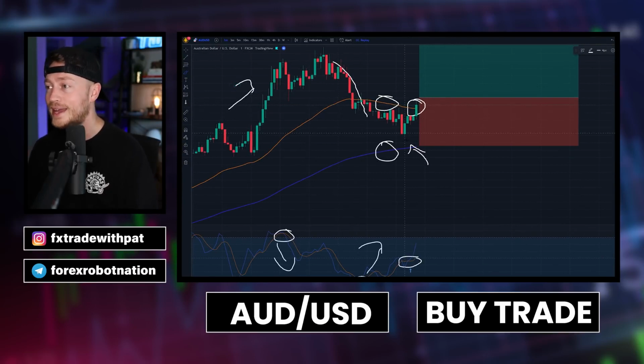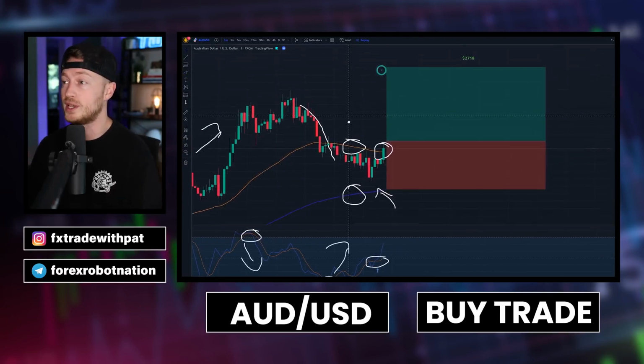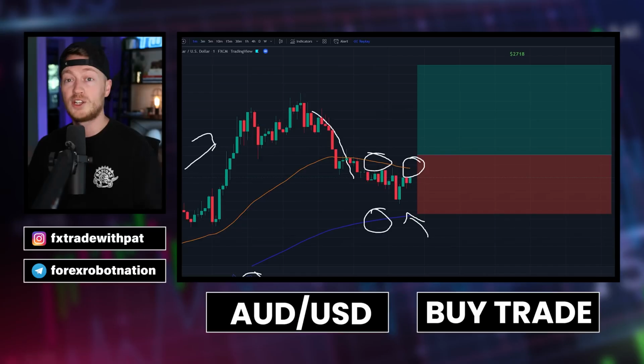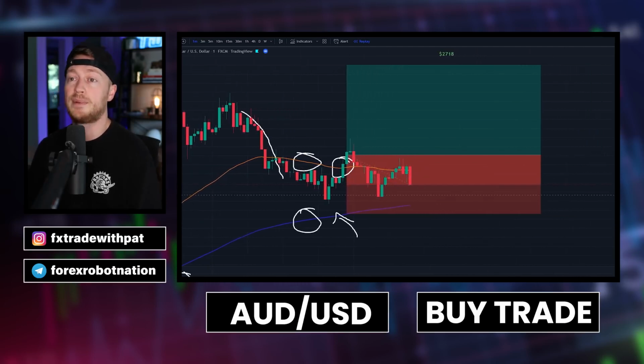We are clearly getting that easy pullback. So I thought this was a really solid trade. So I used my judgment and I placed the trade because that's what trading is all about. So let's go ahead and see exactly what happened with this trade.